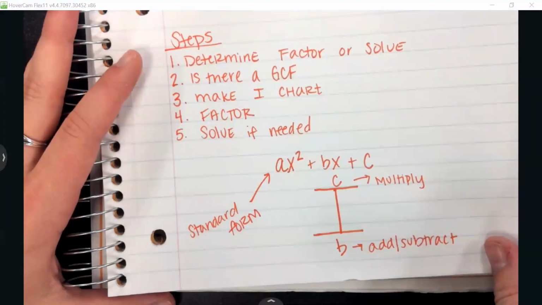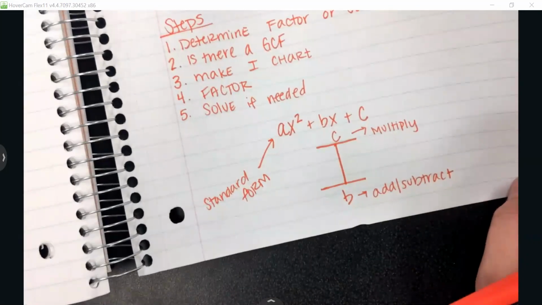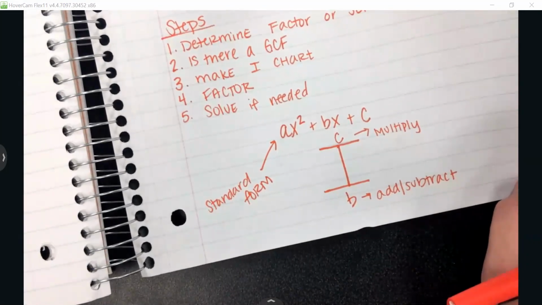So let's go do, we're going to do about 3 or 4 problems together. Everybody get that down? Why not? Write faster, hurry up.